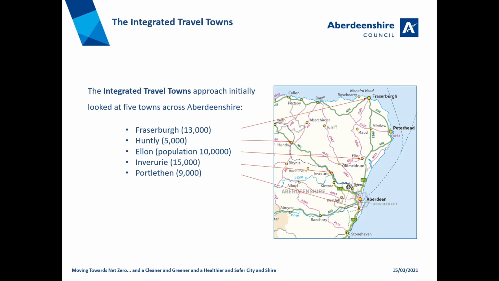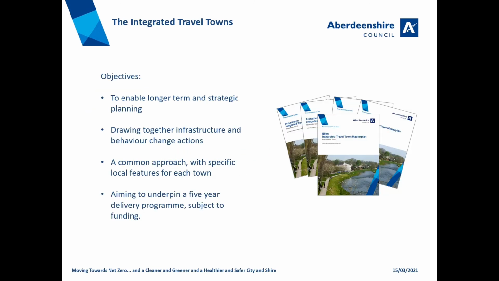The integrated travel town approach is looking at 5 towns across Aberdeenshire: Fraserburgh, Huntly, Ellon, Inverurie and Portlethen. With the integrated travel town project, we're aiming to improve walking, cycling, access to public transport and sustainable travel, such as electric vehicles, across the 5 towns.